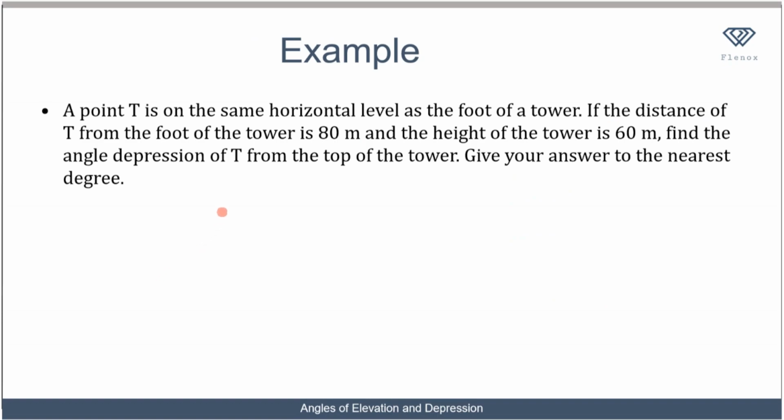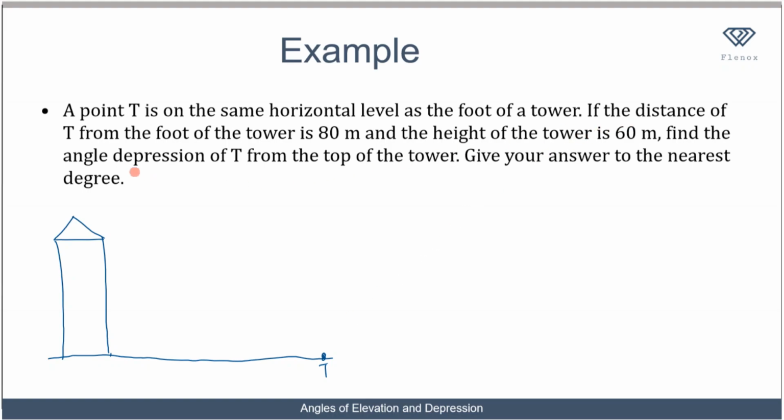In this example we are told that a point T is on the same horizontal level as the foot of a tower. So what does that mean? Let me first draw the horizontal level. So we have a horizontal level, then we have a tower. So this is a tower, and a point T is on the same horizontal level as the foot of the tower. Let me call that point T.